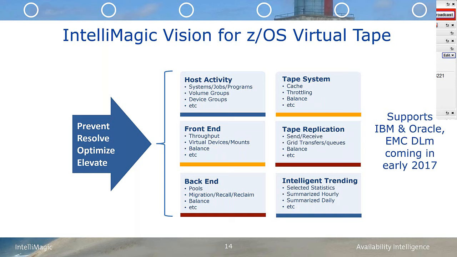Today, this module that we're talking about is focused on z/OS virtual tape. We support the IBM and Oracle, as I mentioned. EMC DLm is in development. We're working closely with EMC, getting a lot of requests for that product, so we're expecting that to be released in the first version in early 2017.